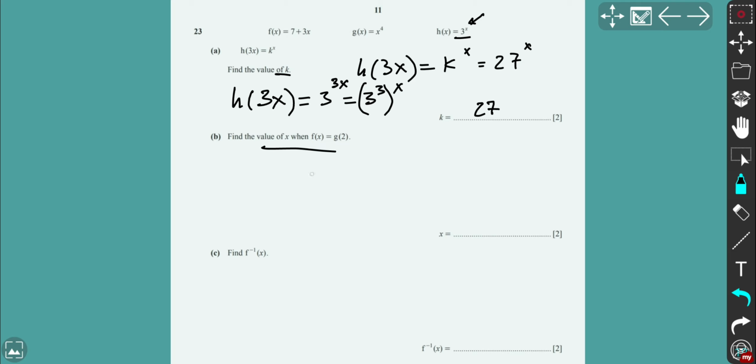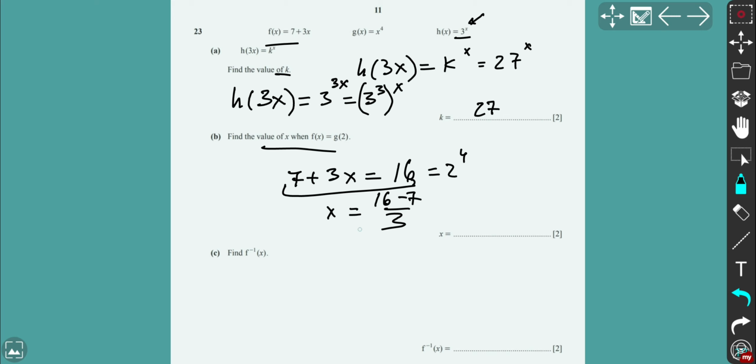So find the value of x when f(x) is g(2). Okay, let's try to do. So f(x) is 7 plus 3x, that's your f, and that will be equal to g(2). So g(2) is simply 2 to the power 4, right? Which is 16. So now you have an equation. You need to find x. Okay, so x is going to be 16 minus 7 over 3. That's your result. And finally, you can get that the answer is 3. Okay, 9 over 3 is 3.